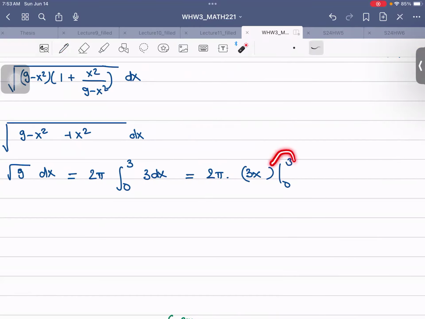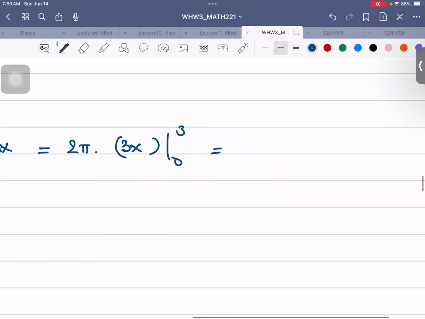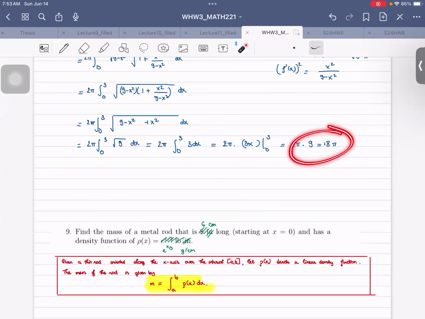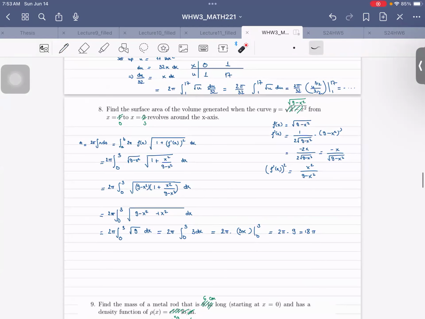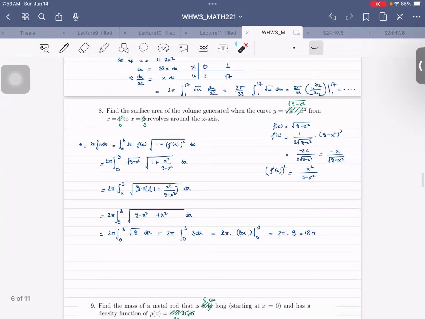You plug in the upper bound, you plug in the lower bound, then you're going to have 2 pi times 9, which is 18 pi. So this is the surface area for the solid that you obtain from spinning this curve about the x-axis.